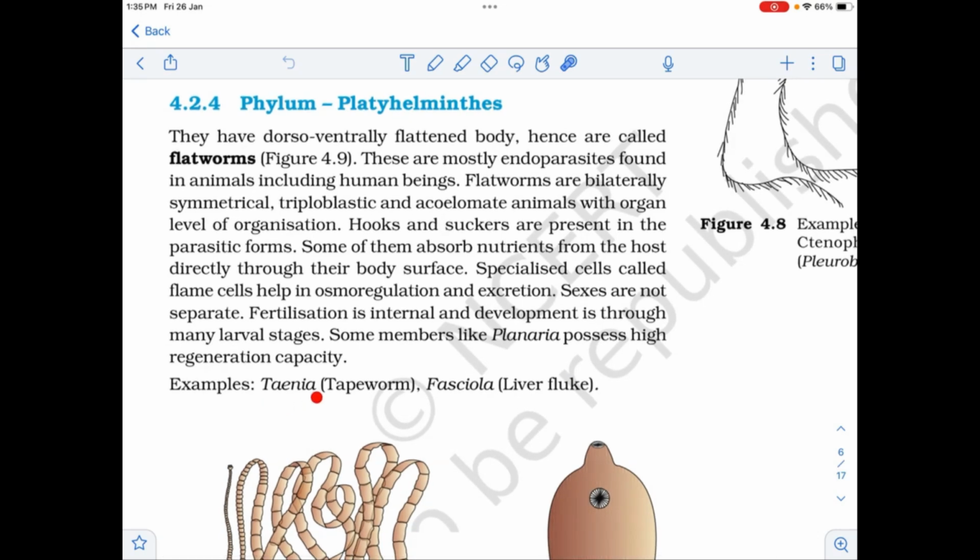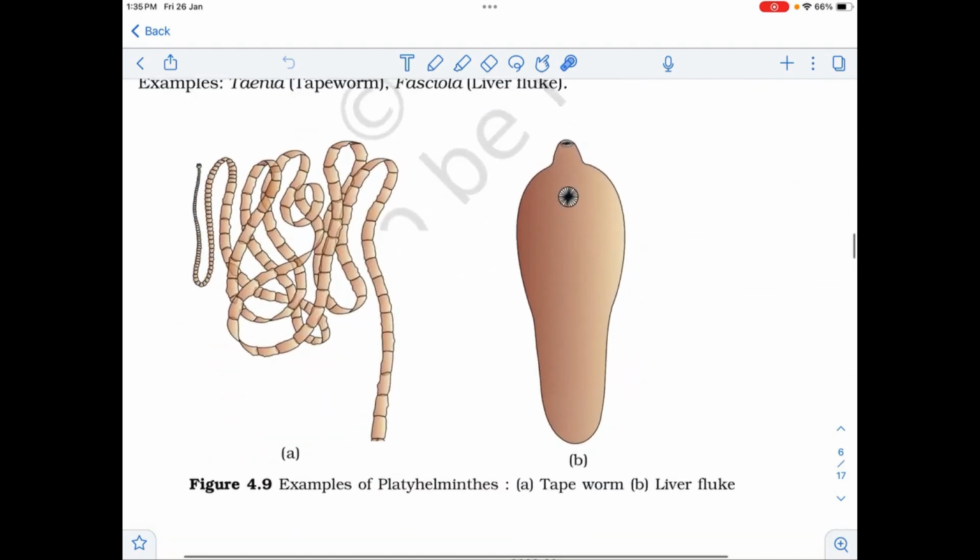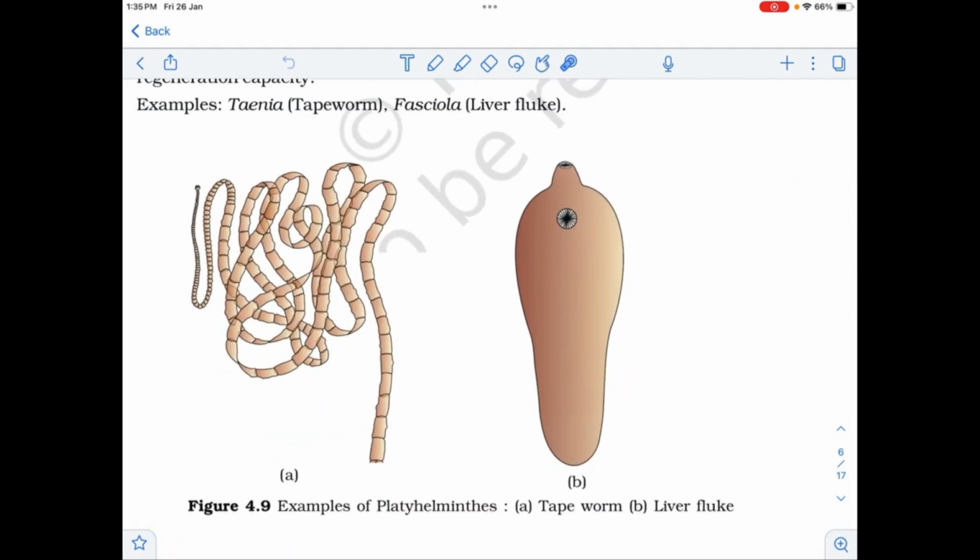Taenia, tapeworm; Fasciola, liver fluke. And here are the diagrammatic examples: tapeworm, liver fluke.